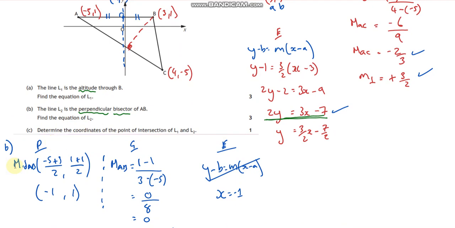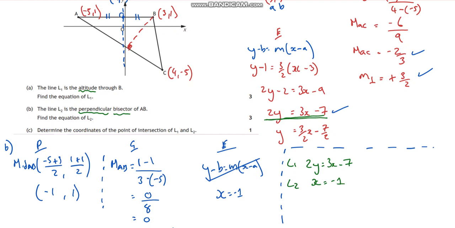So you're getting your mark for your midpoint, a mark for knowing this was 0, and then a mark for knowing about your final equation. So not bad. And have we got time for the last bit? Yeah, we do. Determine the coordinates of the point of intersection of these two lines. Okay, so I've got 2y is equal to 3x take away 7, that's line 1. And line 2 is just x is equal to -1.